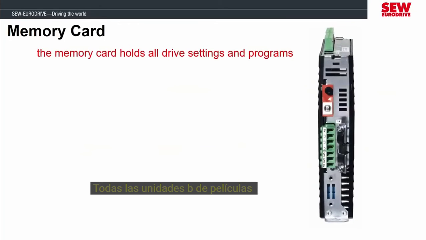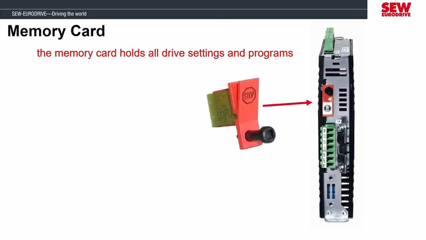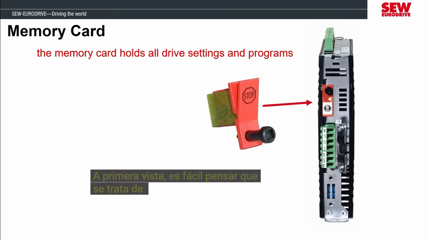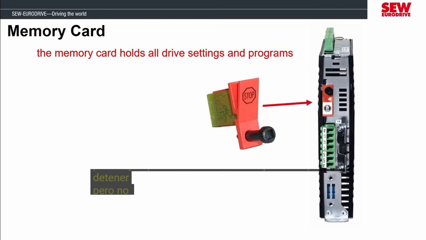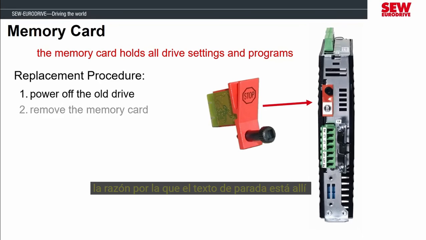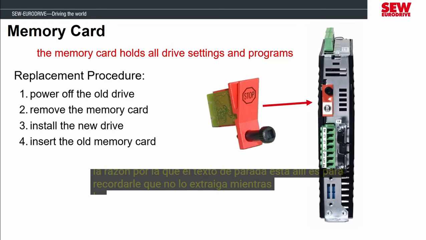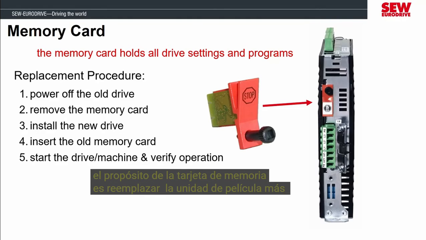All MOVIDRIVE Bs include a memory module that is on top of the MOVIDRIVE. At first glance, it's easy to think that this is a start-stop switch because of the shape and it has the word stop on it, but it's not a switch. The reason the stop text is there is to remind you not to pull this out while the MOVIDRIVE is under power. The purpose of the memory card is to make replacing the MOVIDRIVE easier.